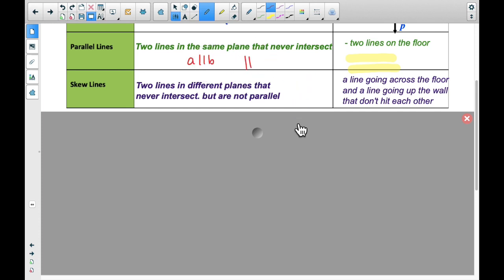That means parallel. And then we have this word, skew. I'm not sure if you've ever heard of skew lines before. I like this word. I think it's a fun word, and it's kind of a fun concept. They're lines that are not parallel, but they do not intersect. They never intersect each other, but they're not parallel. So for instance, a line going across the floor and a line going up and down the wall that don't hit each other. We're going to look at some examples of that, but that would be skew. And like I said, if you need to pause it here, you can do that.